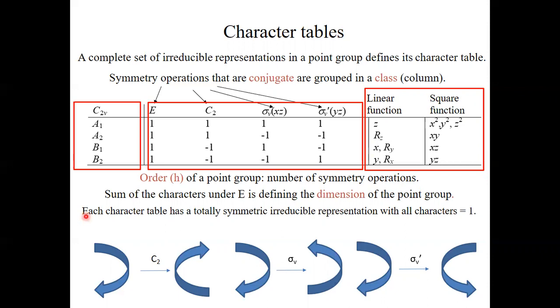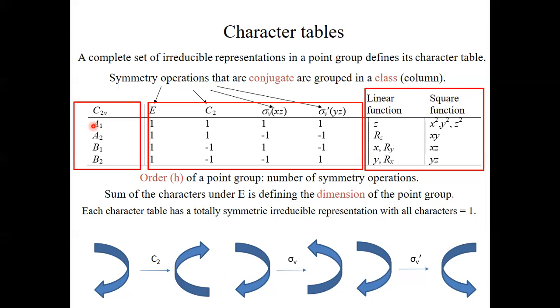So each character table has a totally symmetric irreducible representation in which all characters are 1. You see that in this case, this irreducible representation has the symmetry type A1. The totally symmetric irreducible representation is always listed first in the character table. Okay, and you see that this is the case here for the point group of C2V as well. Okay, so now we are finished with the character table of the point group C2V.